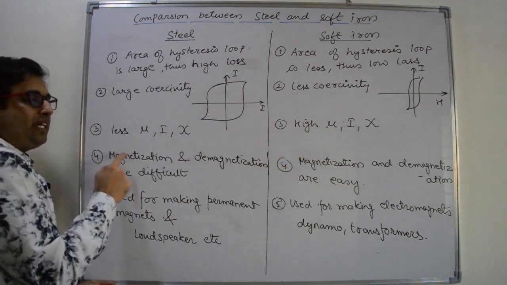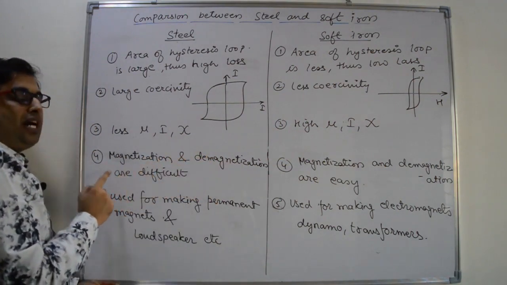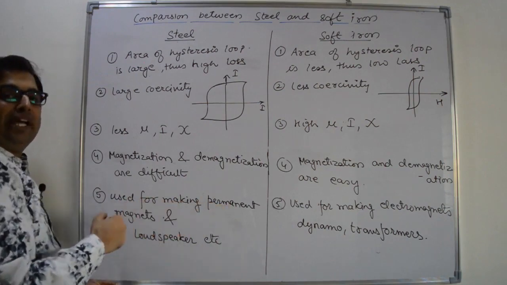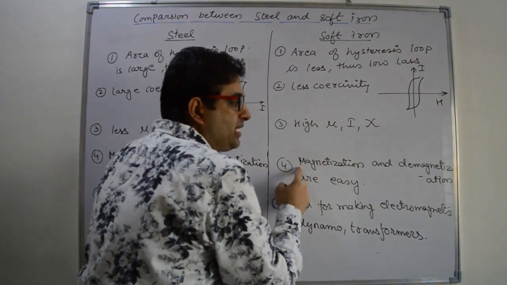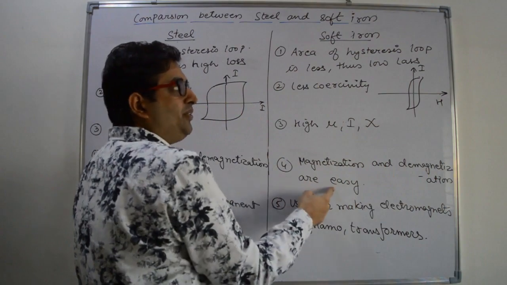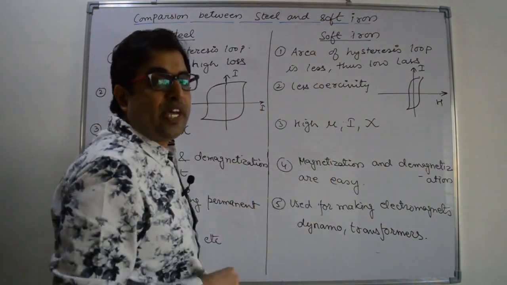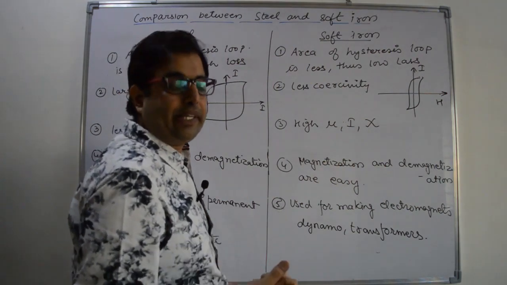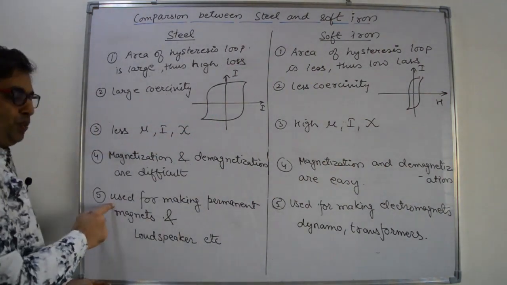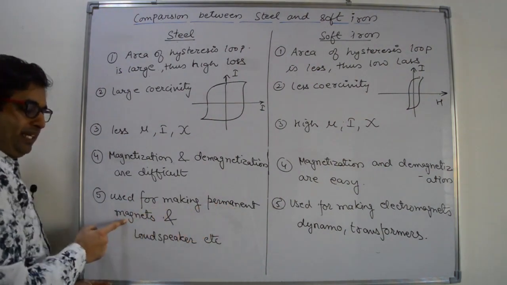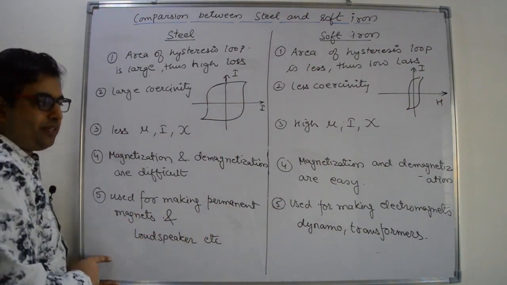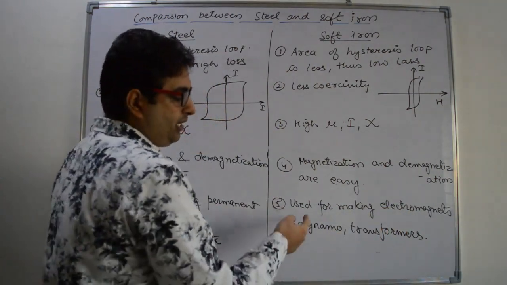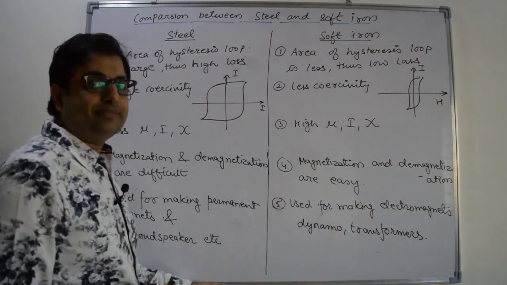Fourth point, magnetization and demagnetization are difficult for steel. That is why steel is used to form permanent magnets. Magnetization and demagnetization are easy for soft iron. That is why we use soft iron for making temporary magnets or electromagnets. Steel is used for making permanent magnets and loudspeakers, etc. Soft iron is used for making electromagnets, that is temporary magnets, dynamos and transformers, etc. Right?